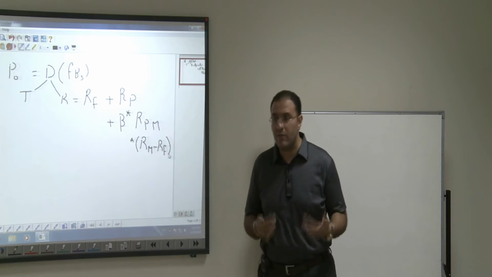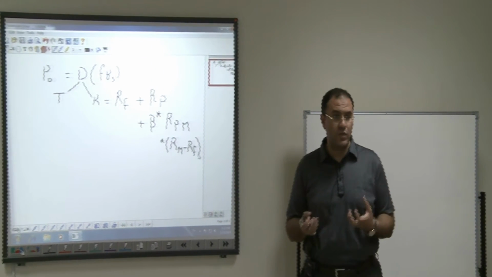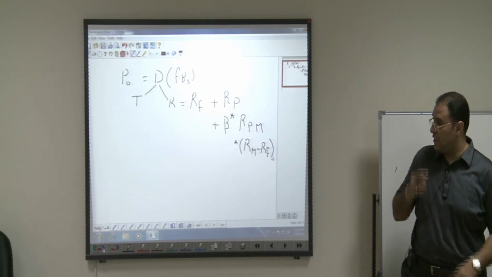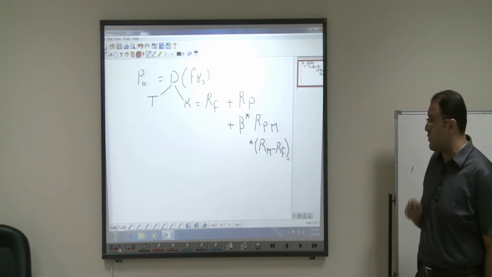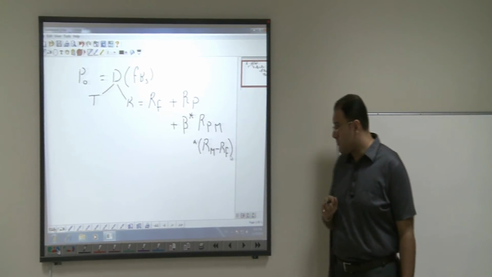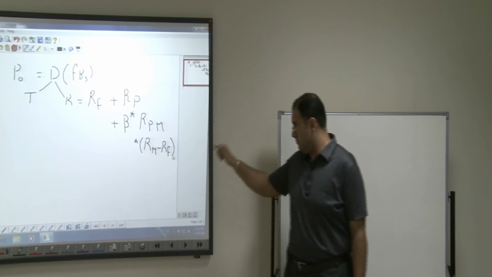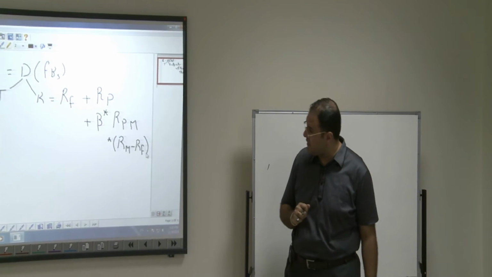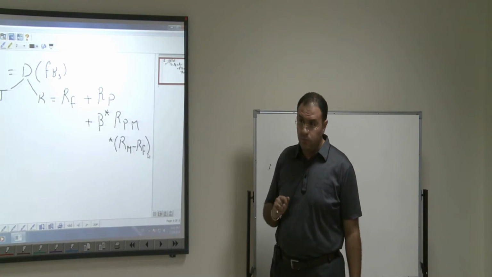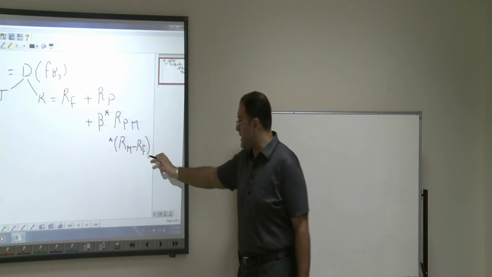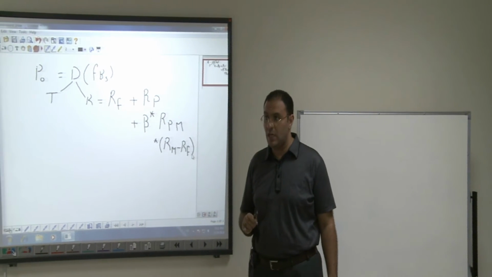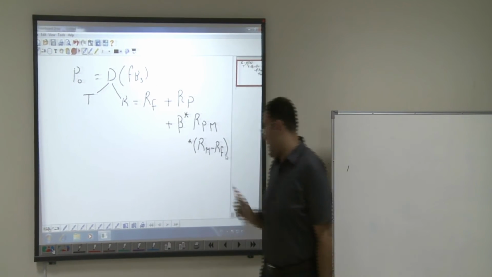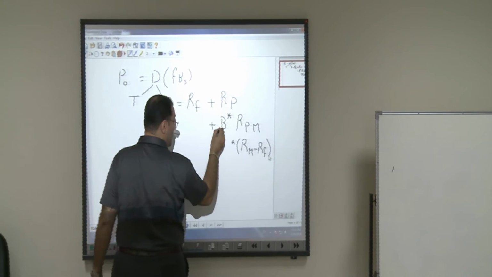The quantity of risk is going to be beta, and the price for risk, the market price of risk, is RPM, which we refer to as the market risk premium and define as RM minus RF.